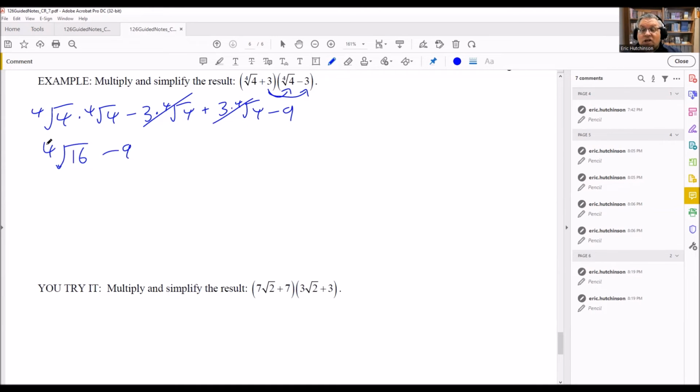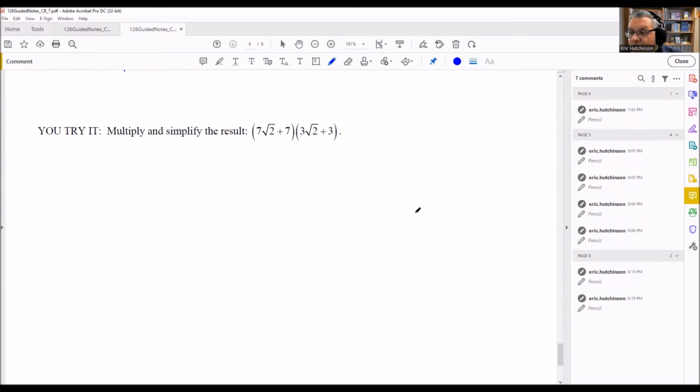Now the fourth root of 16, you can actually do that because 2 to the fourth power is 16. So this will turn into a 2. We have 2 minus 9, and the answer is going to be -7. All right, so in this case, we don't get a radical at all. We actually get a whole number as a result. We get an integer as a result. So -7 we get.